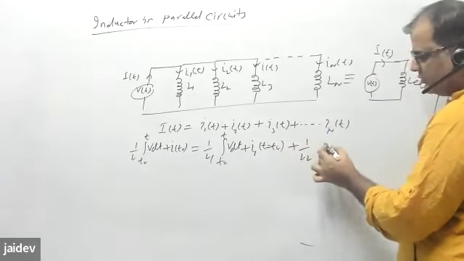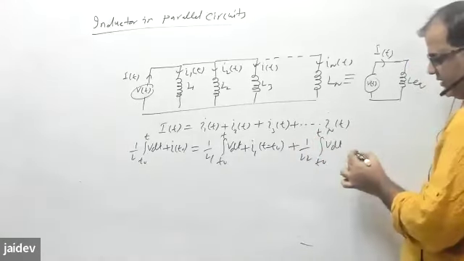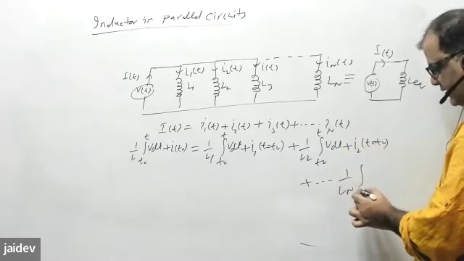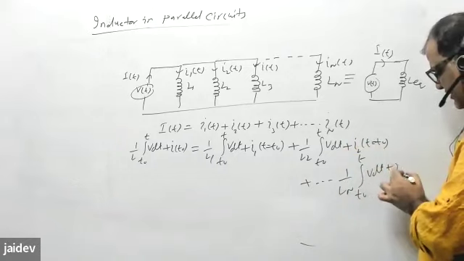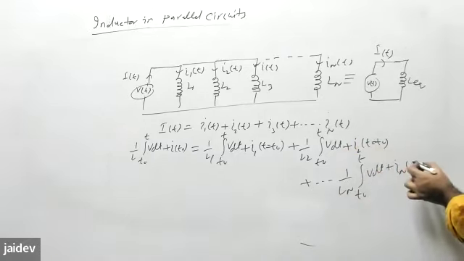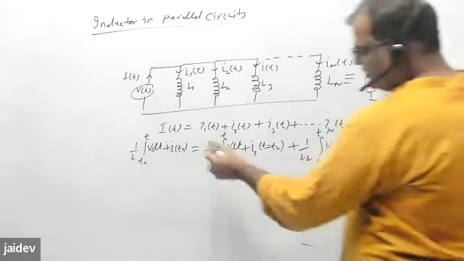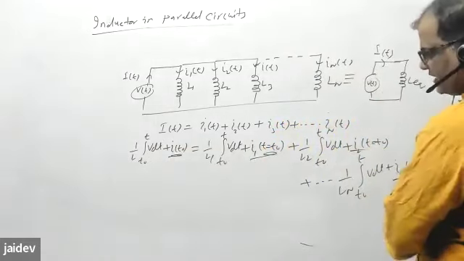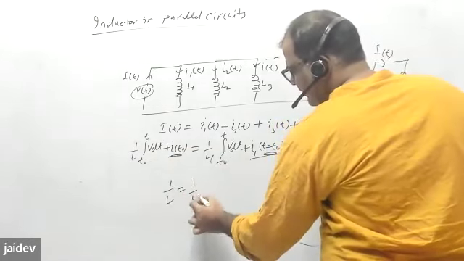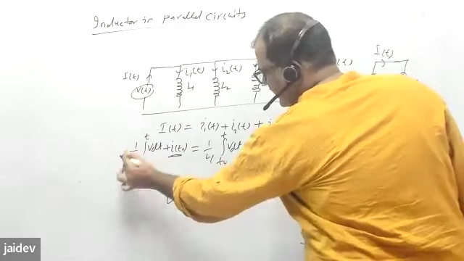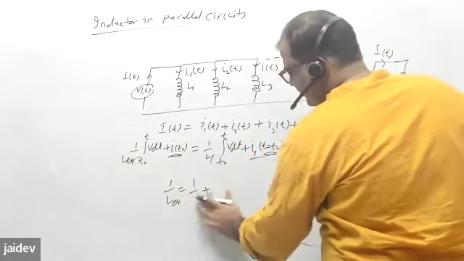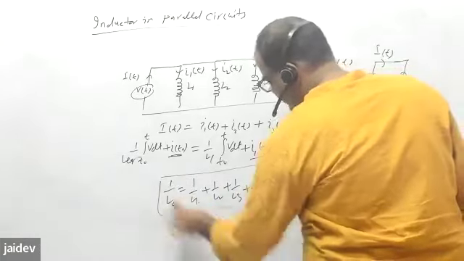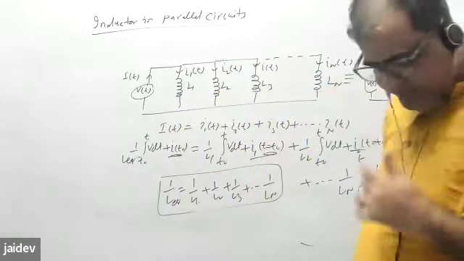Similarly, 1 upon L2, integral from t naught to t of V dt plus I2 at t naught. And similarly, you can write 1 upon LN, integral from t naught to t of V dt plus IN at t naught. I'm writing directly because you might have understood what is going to happen now. So this sum will cancel out by these sums, and you'll get 1 upon L equivalent equals 1 upon L1 plus 1 upon L2 plus 1 upon L3 plus 1 upon LN. Just two formulas you have to remember. Nothing special.